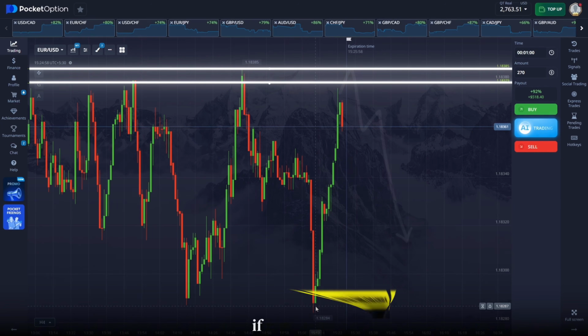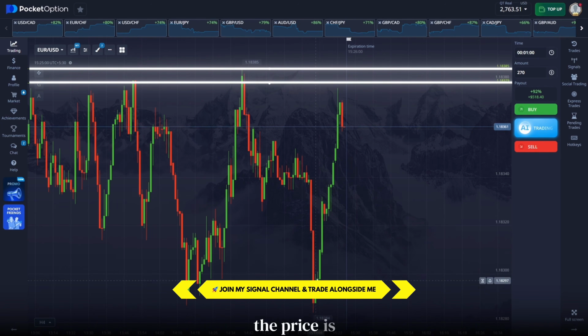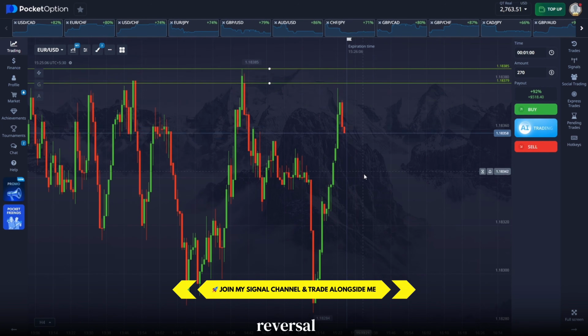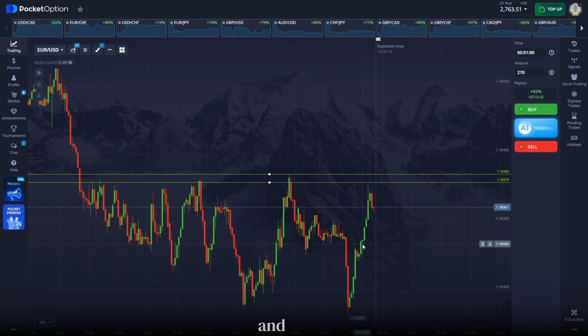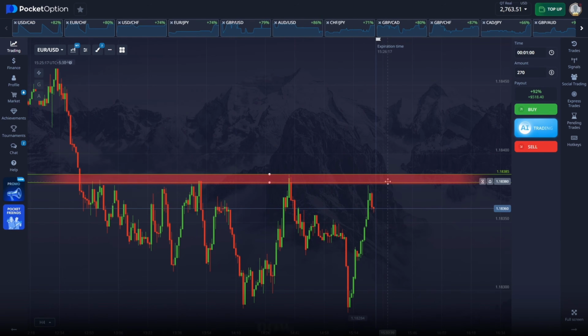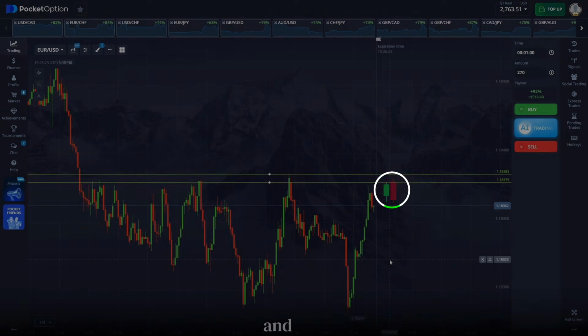Second, if you focus on this move, the price is moving strongly in the upside direction without any retracement. So in such cases, a reversal is also required. So both the factors are suggesting that price should reverse in the downward direction. And that's why I'm opting for a reversal trade from this zone. Now let's wait for the price to hit this zone. Once price reaches here, I will look for reversal confirmation and will place my trade.